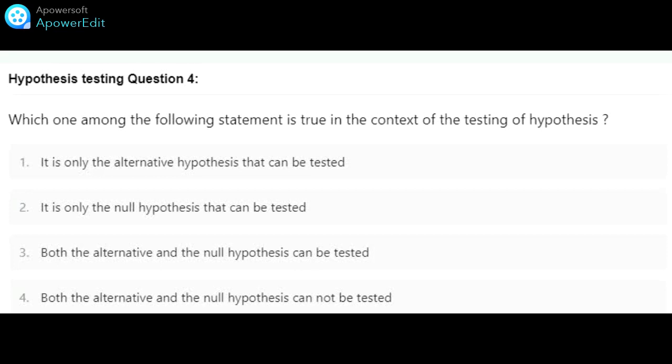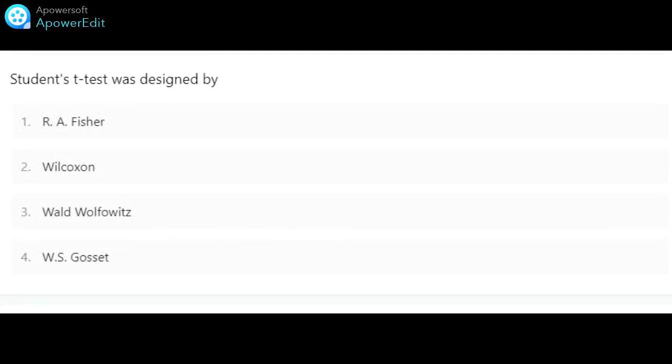So from the above chart, we understood that it is a null hypothesis which is being tested. Okay, moving to the next question. Student's t-test was designed by W.S. Gossett. Okay, let's study something about W.S. Gossett and Student's t-test.